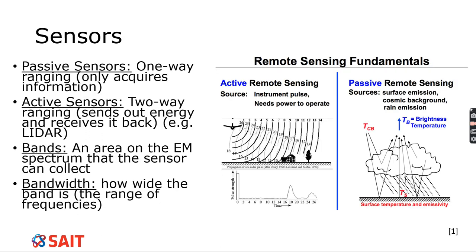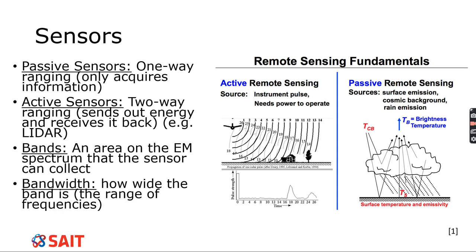So then we can get into more information about sensors, and that is how do they work? There are passive sensors and there are active sensors. The passive sensors only acquire data. That's it. It's called one-way ranging, and all they do is acquire data. That means sunlight is required to give them that information. It is kind of like a camera without a flash. So if it's dark out, the image is going to be dark.